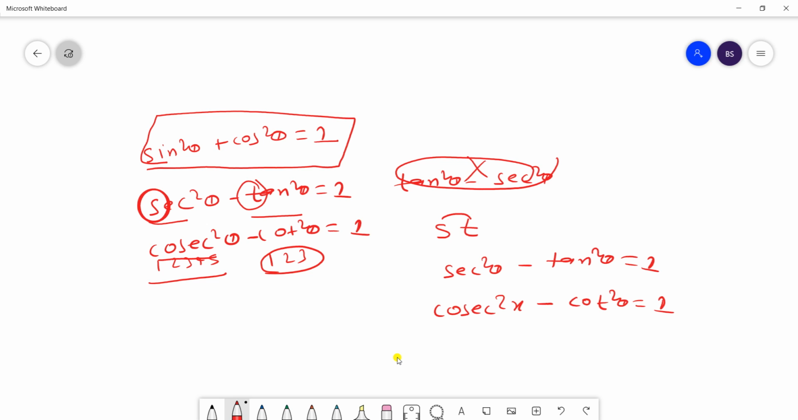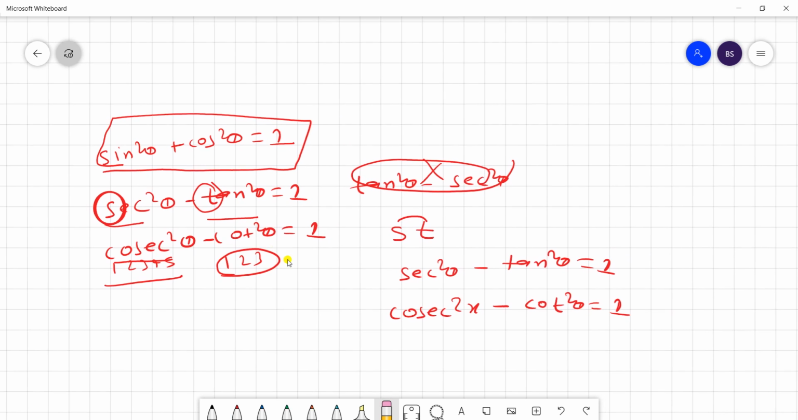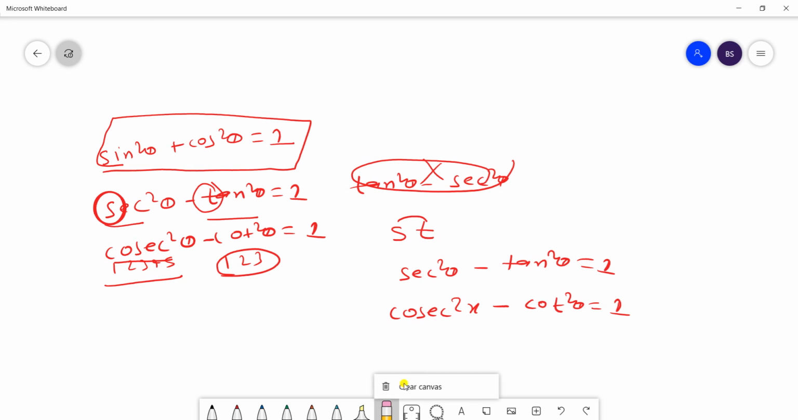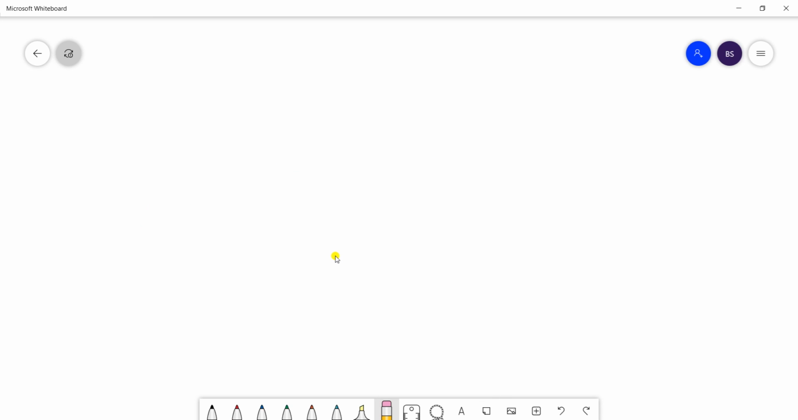This much basics is enough to solve any question for the trigonometry chapter. So we will do some questions here and see how we can do all these questions. We will start with the first question in this series.